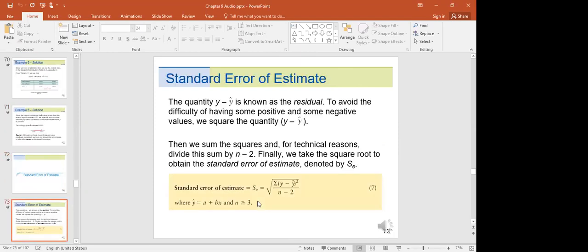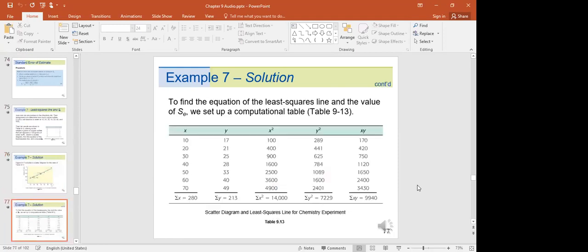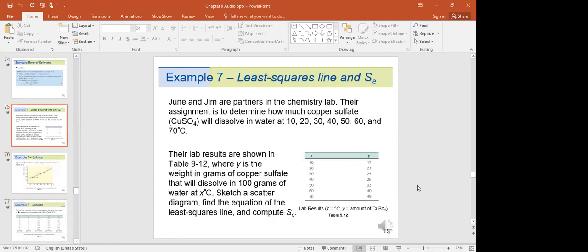The standard error of estimate is the square root of the sum of the square of the residuals divided by n minus 2. It is generally useful in the formula. This is the formula to get it, but as I told you, we can get it from Excel, standard error on Excel. It is generally useful. Let's look at this example.